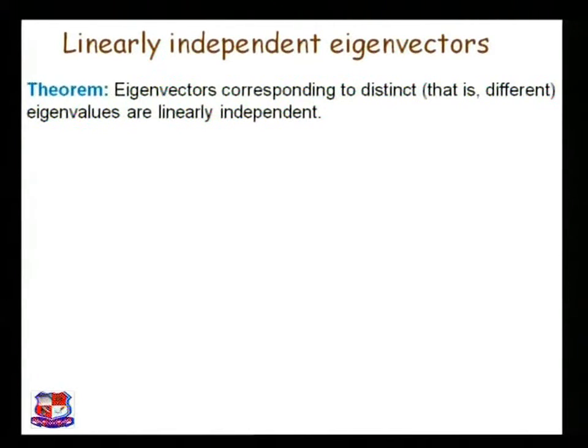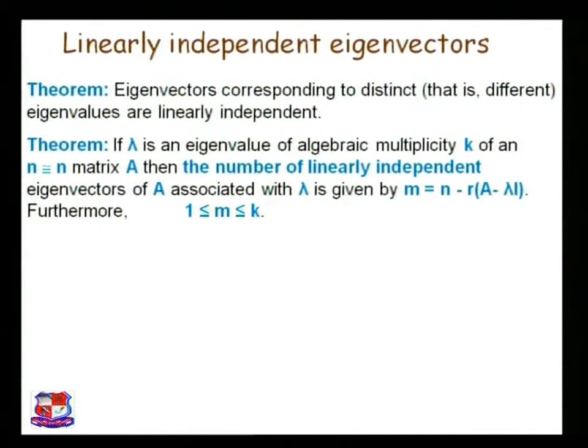Here I am discussing one more theorem for the eigenvectors. Eigenvectors corresponding to distinct, that is different, eigenvalues are linearly independent. This is the next theorem. If lambda is an eigenvalue of algebraic multiplicity k of an n by n matrix A, then the number of linearly independent eigenvectors of A associated with lambda is given by n minus the rank of (A minus lambda I). So these are some important theorems for the eigenvectors.